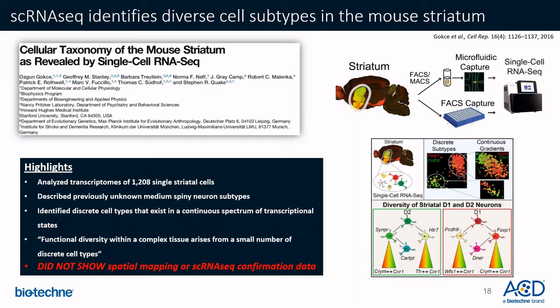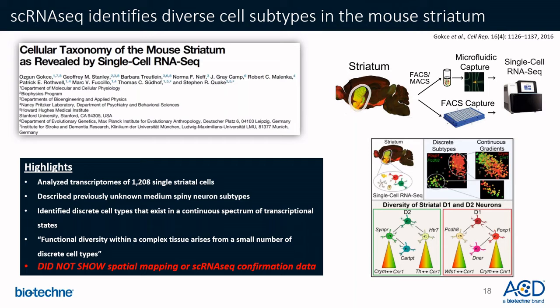Researchers use these discovery tools such as PCR and single cell RNA sequencing, where they're using dissociated cells, and they're getting a lot of this data, right? So in this case, these researchers identified discrete cell types that existed in a continuous spectrum of transcriptional states and found that this functional diversity within a complex tissue arose from a small number of discrete cell types. But they didn't actually confirm these results, nor did they show the spatial relationship of these D1 and D2 subtypes.